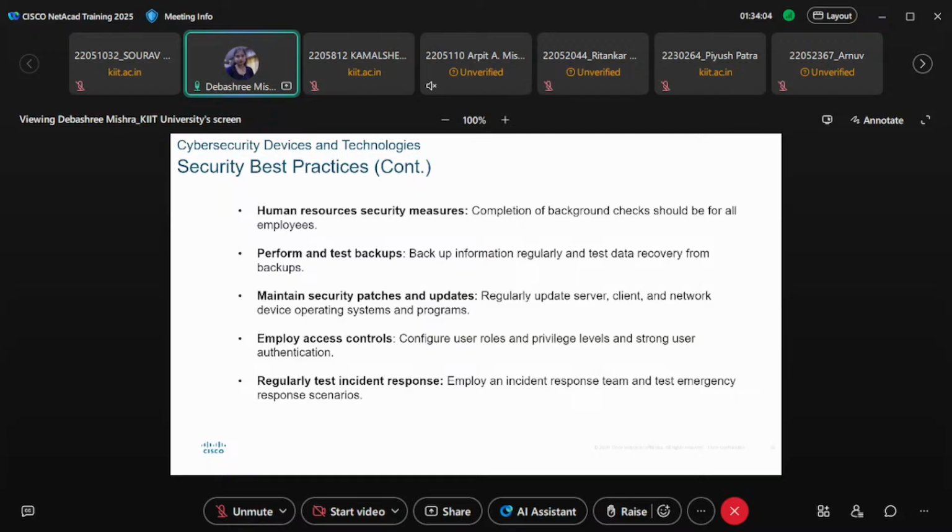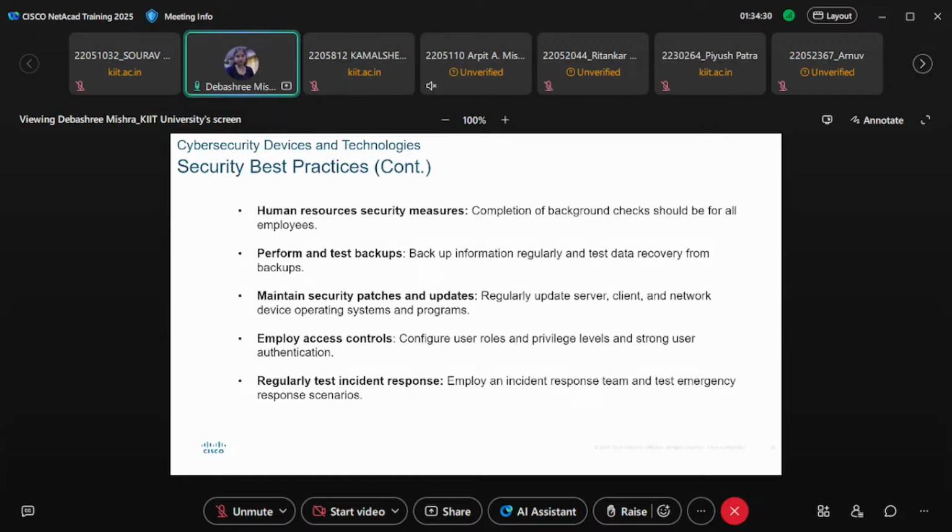The next is perform and test backups. Regular tests should be done in that organization so that in case of any attack, the data present in the system is in a backup mode and can be recovered.